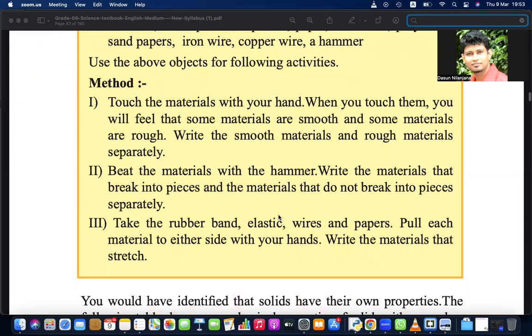Right, when you beat it with a hammer, some of them break. That is called brittleness.